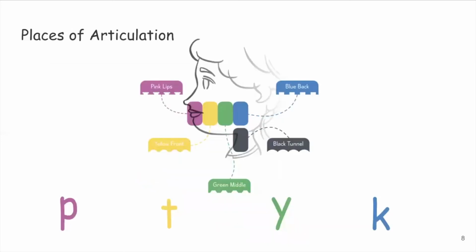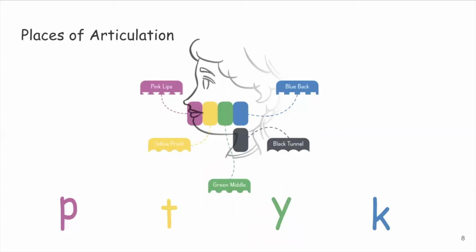There are 4 basic places of articulation recognized in the SMILES program. Each is given a color as part of the color code. The lips are given the color pink. Yellow is for the front of the mouth, green is for the middle, and blue is for the back.